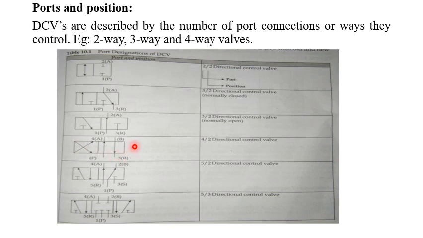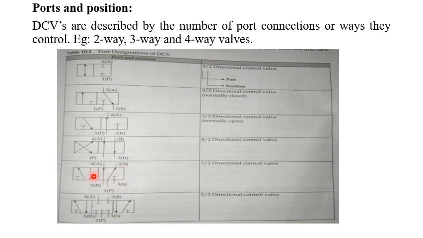Now next we can see the fourth one. How many ports does it have? 4 ports. See here, 1, 2, 3, 4. You need to count in only one square or rectangular box. So 1, 2, 3, 4: four ports and two positions, the first and the second position. So this one is 4 by 2. The valve type is 4 by 2.